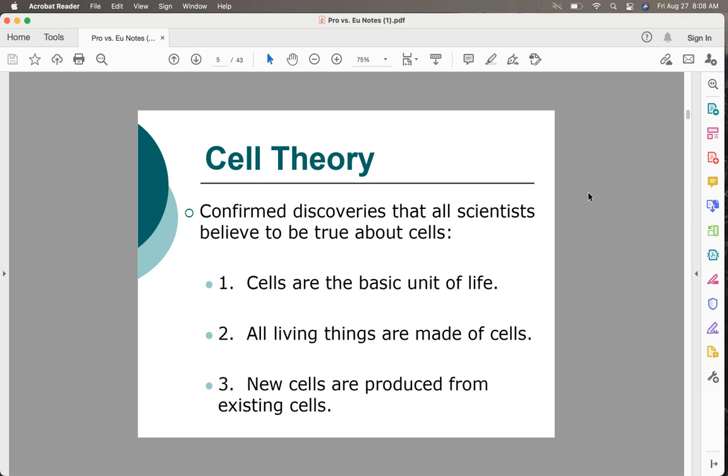And lastly, new cells are produced from existing cells. So in other words, cells come from cells. This just means that cells don't rain down from the sky. They don't appear out of thin air. They come from other living things. This makes sense. Through reproduction, cells come from other cells.